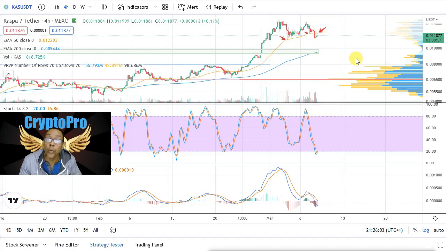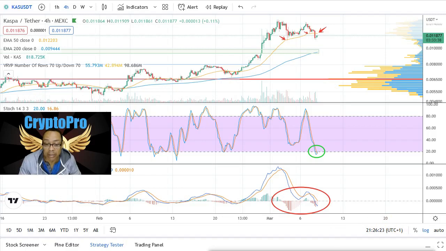And so now we look like we're trying to crawl up a little bit as we have this nice little bullish crossover on the stochastic. The blue line has crossed over the orange line. No guarantees that it stays that way. But we also have a very bearish MACD.